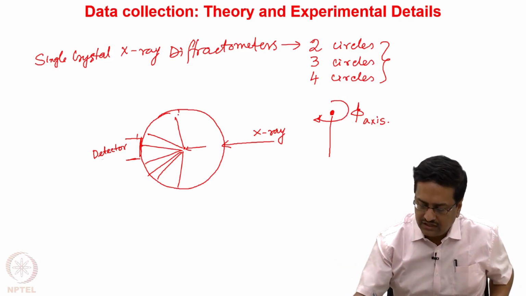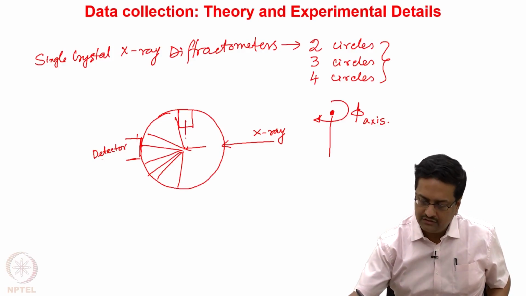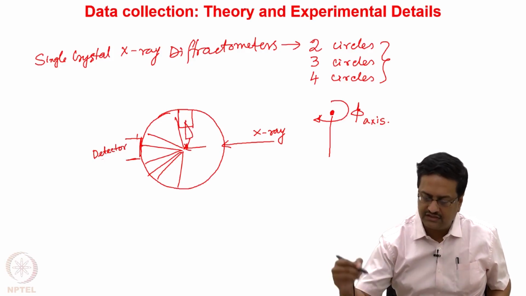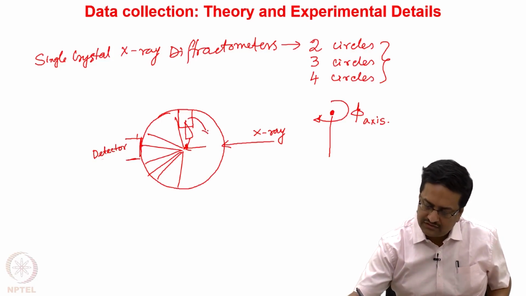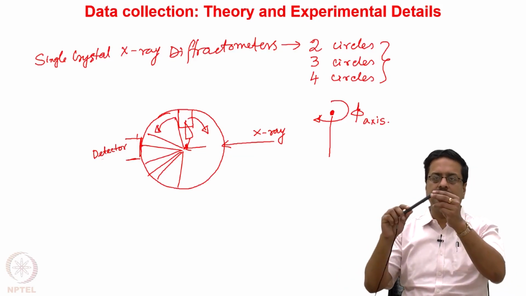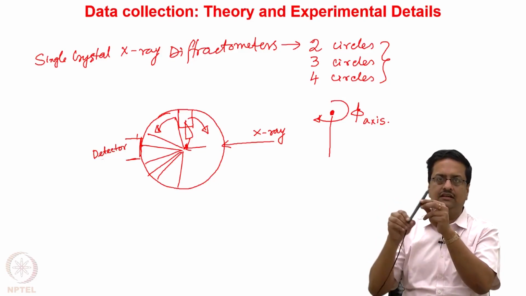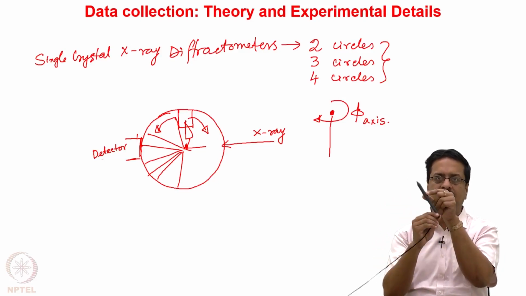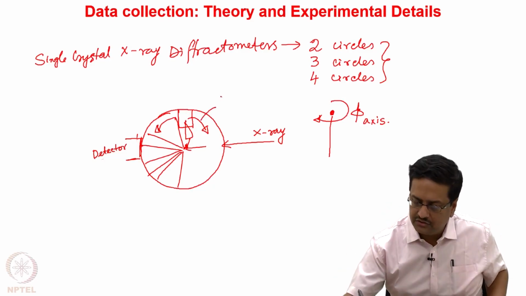So if we have that base somewhere here, holding the goniometer head and the crystal, this base can rotate in either direction and rotate the crystal. If the crystal is like this, the base can be rotated here. This base rotation is called the omega axis.